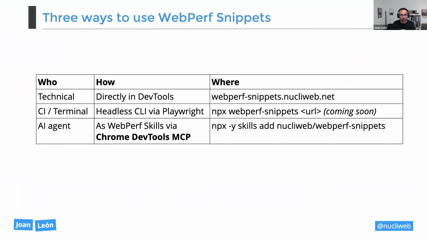Three ways to use the WebPerf Snippets: technically, directly in developer tools, where we can use the repository or the site. For CLI or terminal, we can use the WebPerf Snippets CLI, coming soon. By the moment I create a PR, I need to check it, and I added only the Core Web Vitals and the font to check. And for AI agents, we can use the skills via Chrome DevTools MCP.